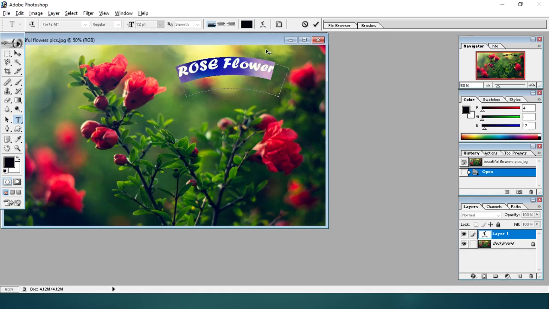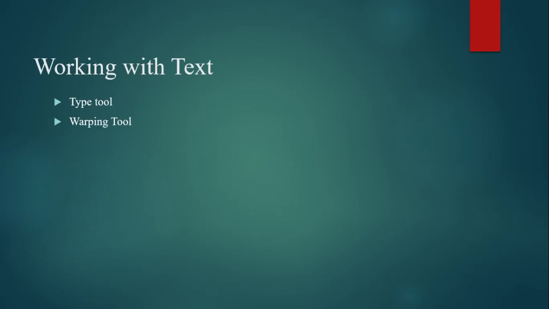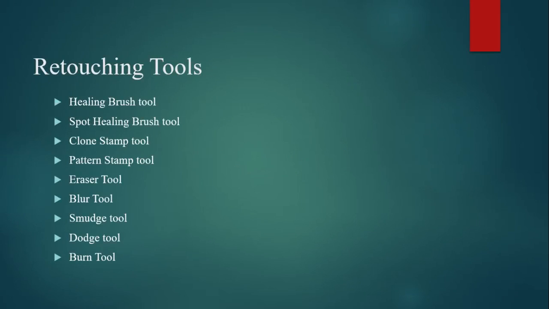So in this way you can apply a wrap text on your data. Okay guys, here we have completed another point from the chapter, that is working with text. Now the next point is remaining, that is retouching tool. So let's see retouching tool, how it works practically.